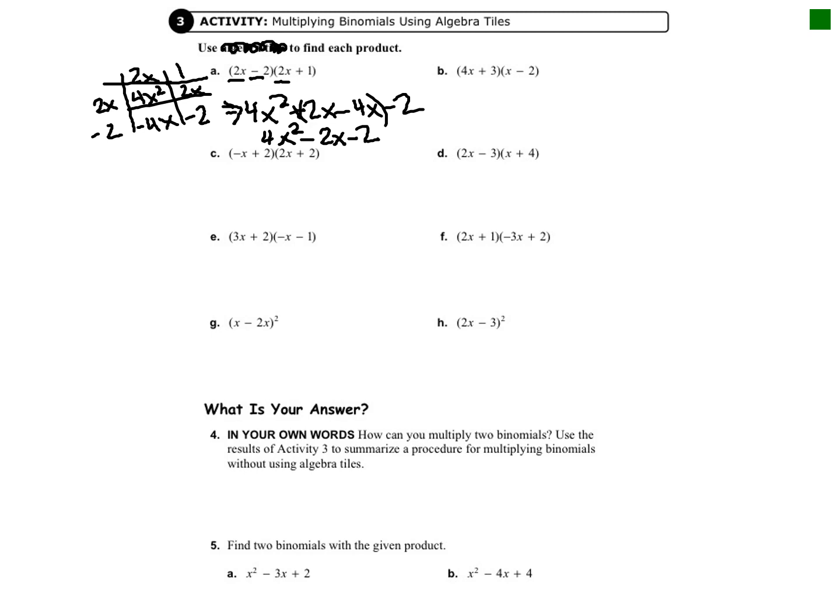I would like you to try B with that box method that I did right here. You try B in your notes. All right, thanks for trying B. You should have had 4x on the outside. You should have 3. You should have x, and you should have negative 2. So I'm giving myself some space to write inside.